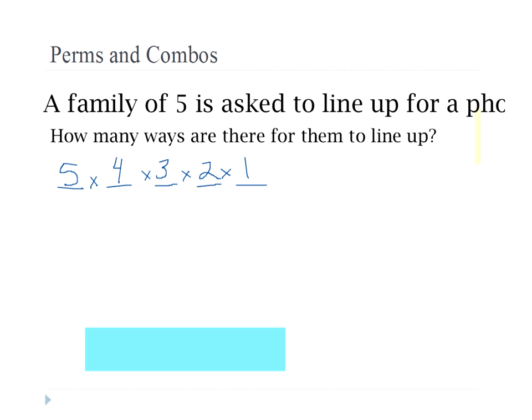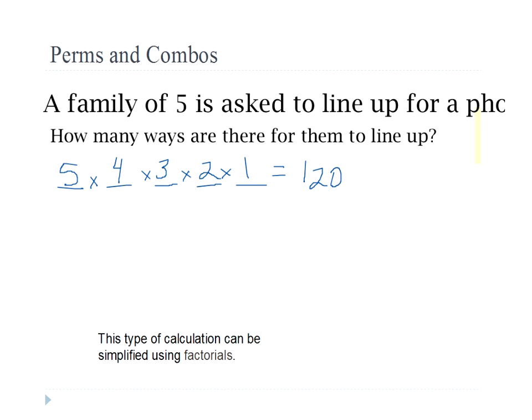Now, this one you can do in your head. This is 20 times 6. This is 120. Now, that's very easy to do. But if you were lining up 120 objects or 80 objects, this would be much more complicated. So what we have here is a new term, a new notation called factorials.